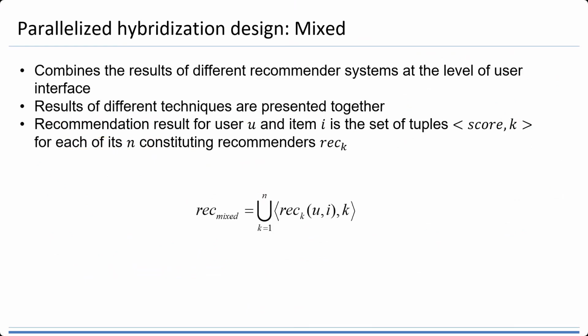Mix. Mix means we want to combine the results of different recommender systems at the level of the user interface. Results of different techniques are presented together. So the recommendation for user u and item i is a set of tuples. In this case, we have the score and k for each of n constituting recommenders, where recommender system k states. So it is just the union of the recommender systems.